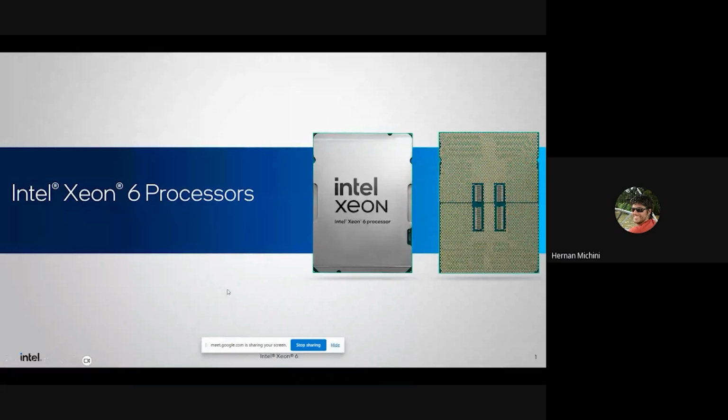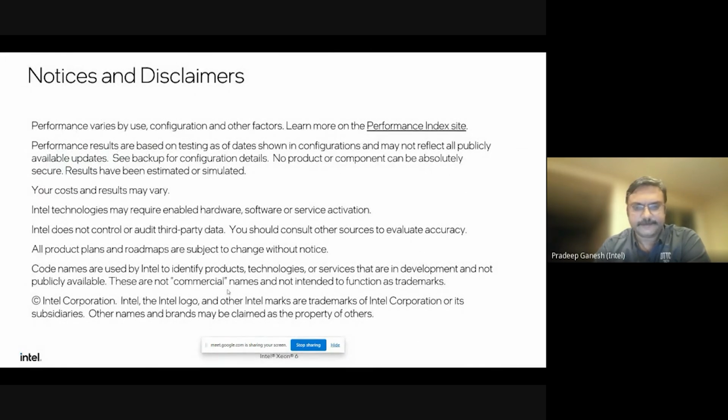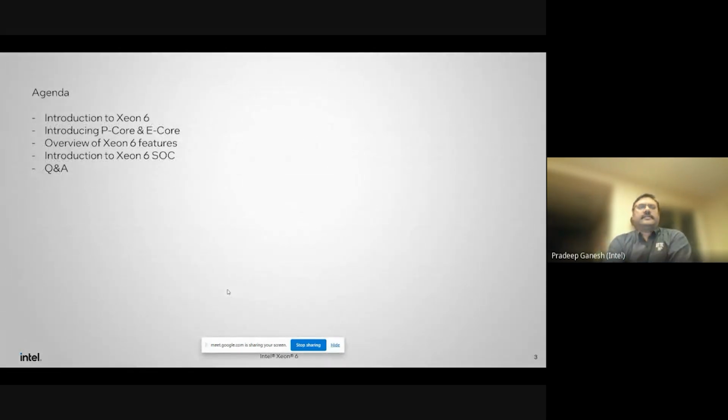All right. Briefly talking about Xeon 6, just some disclaimers. So today's agenda, we'll briefly talk about Xeon 6, introducing P cores and E cores, some of the key features of Xeon 6, and also I'm happy to introduce Xeon 6 SoC, which is a BGA version with integrated Ethernet. And I'll have some time for Q&A.